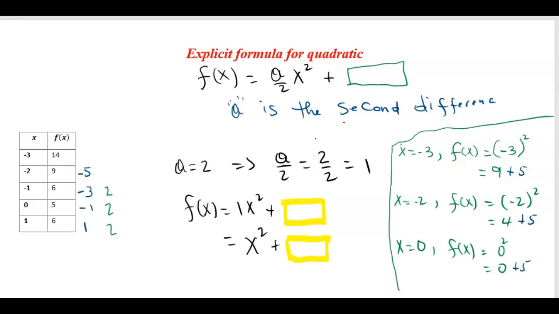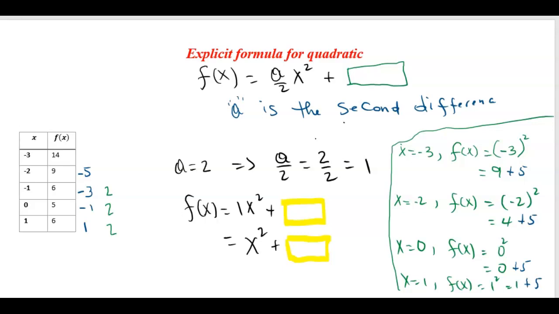Let's do one last example. Let's say x equals 1, so therefore f of x would be 1 squared. And 1 squared is 1. But on the table, when x is 1, f of x is 6. So I want to make that 6. What can I do to 1 to make it 6? We can do plus 5. 1 plus 5 is 6.